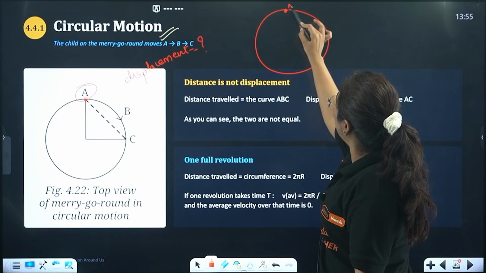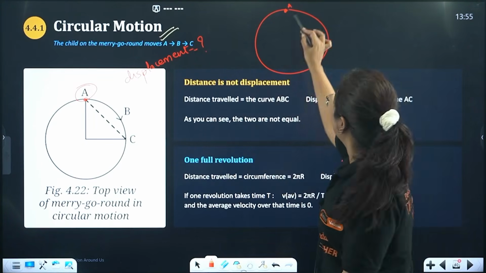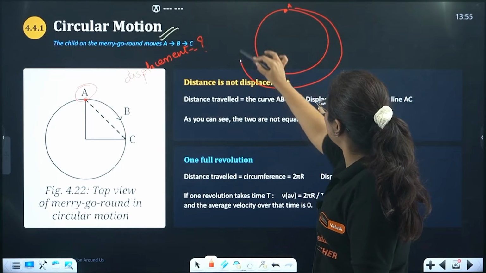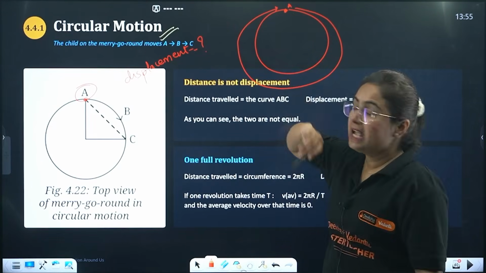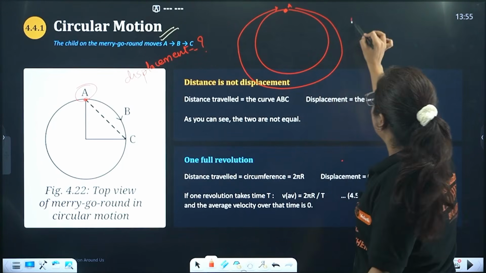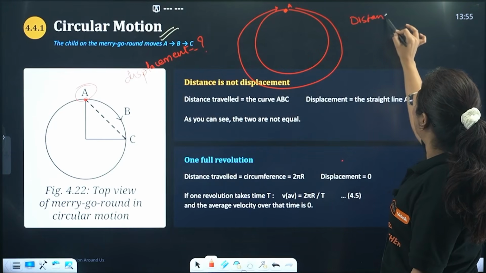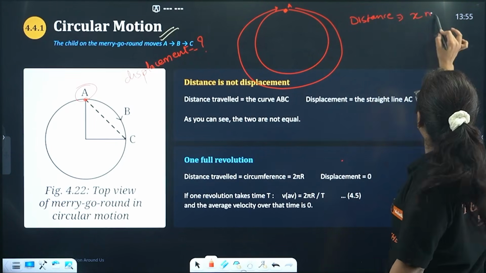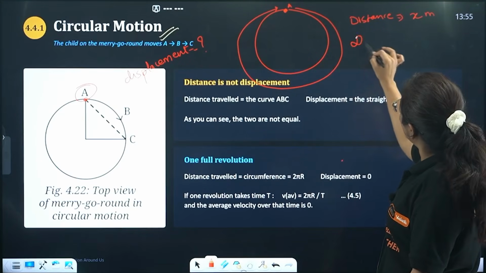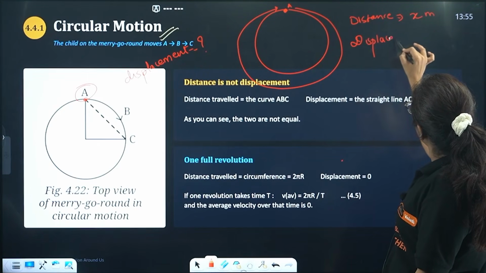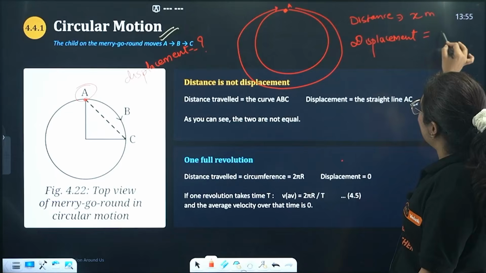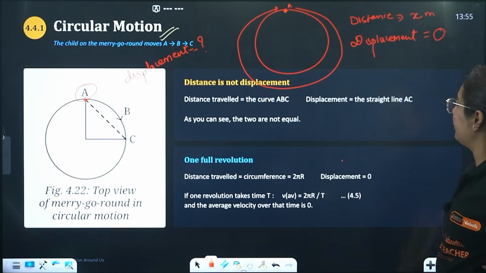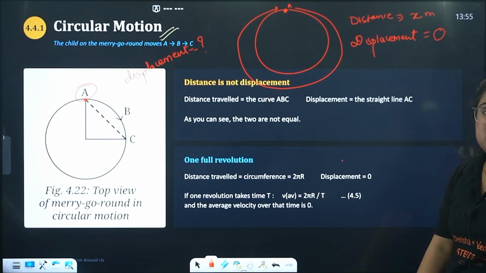You started at point A. You covered the distance of your entire school and reached the point A. Here the distance will be some x meters. I don't know the distance, but what will be the displacement in that case? You reach the classroom again, so the displacement in that case will be 0.